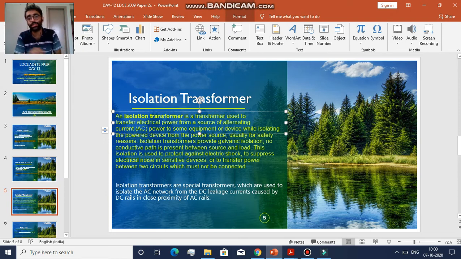Isolation transformers are special transformers which are used to isolate the AC network from the DC leakage currents caused by the DC rails in close proximity of the AC rails. Now in the fully electrified RE area, you know that the traction return currents and the DC track circuits are working simultaneously, right? So this is specifically for the areas which are using DC track circuits.